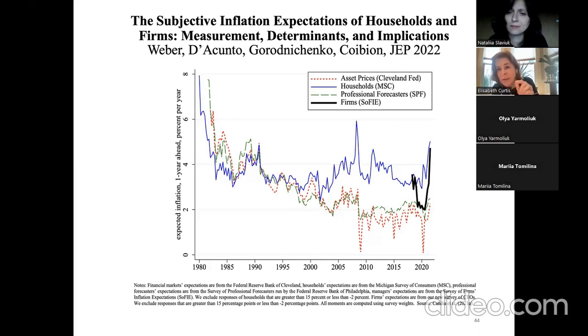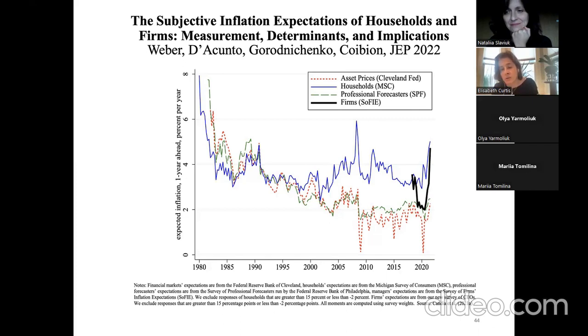So households are being asked also survey questions. These are all from survey data. Households are being asked similar questions, but households always think inflation is much higher. What they expect, inflation is much higher than the people working in financial markets, the professional forecasters. Significant, and this has been true since 2000.